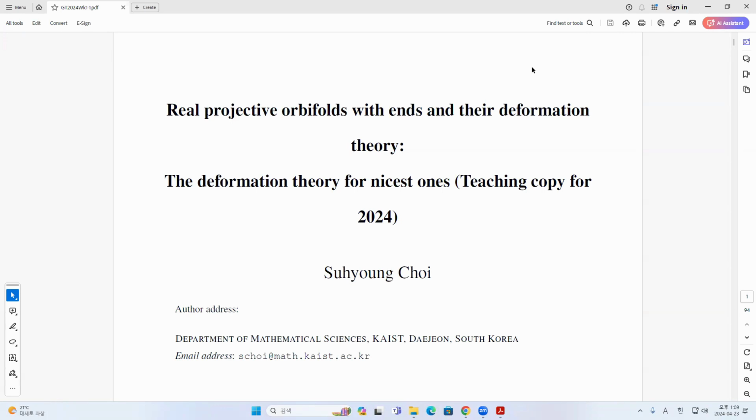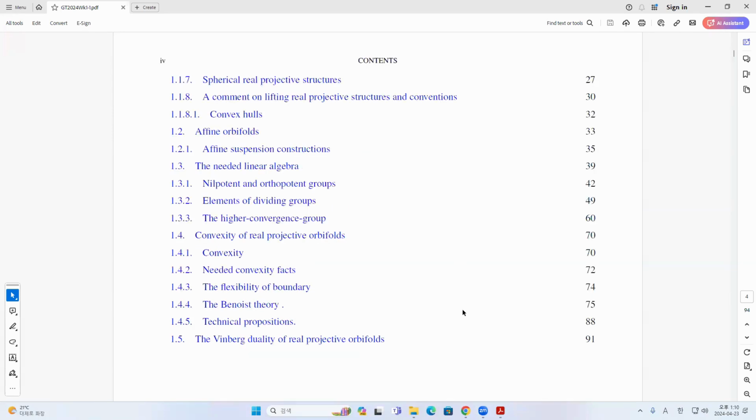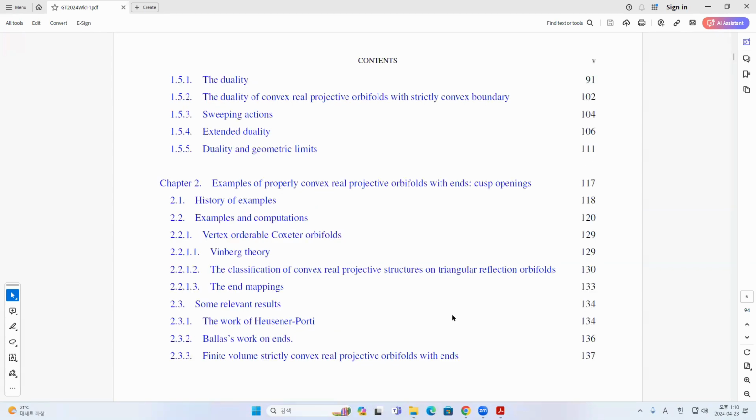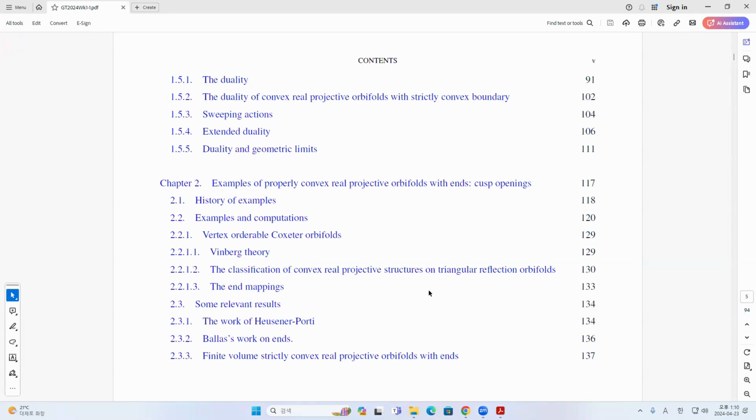So the title is Real Projective Orbifold with Ends and Deformation Theory. And we will do, so the conclusion will be for the nicest ones. These are the contents. So please read that. This week we'll cover mostly chapter one, then chapter here as well, and then maybe chapter two. That'll be all for this week.